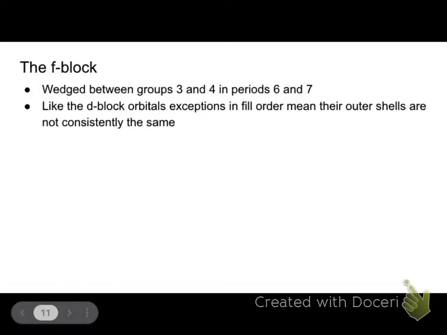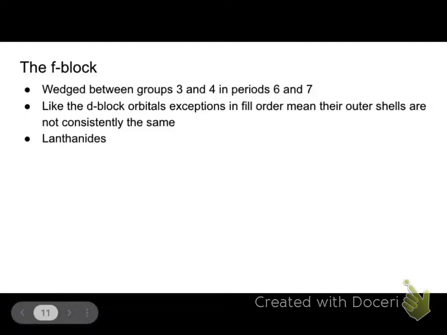Like the D block, these orbitals fill in a weird order, meaning their outer shells are not consistently the same, so we don't have a group notation for them. And also, as you fill them, you're not going to affect your outer shell electrons, just like with the d orbital.